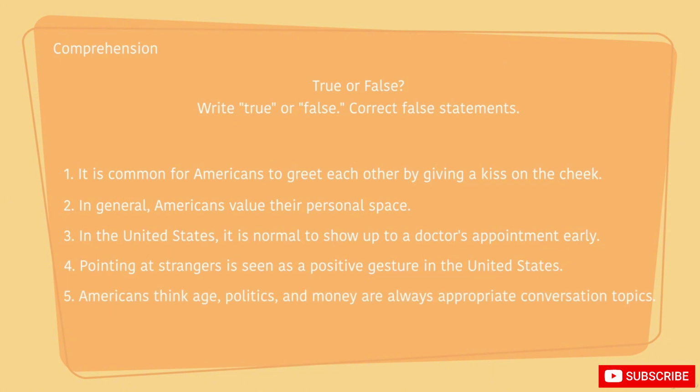Number 5. Americans think age, politics, and money are always appropriate conversation topics. First, let's go over some important vocabulary that Tyler and I used in our conversation about etiquette. I'll go over the vocabulary word, the definition, and give a few examples. Afterwards, you'll complete a fill-in-the-blank activity to practice.